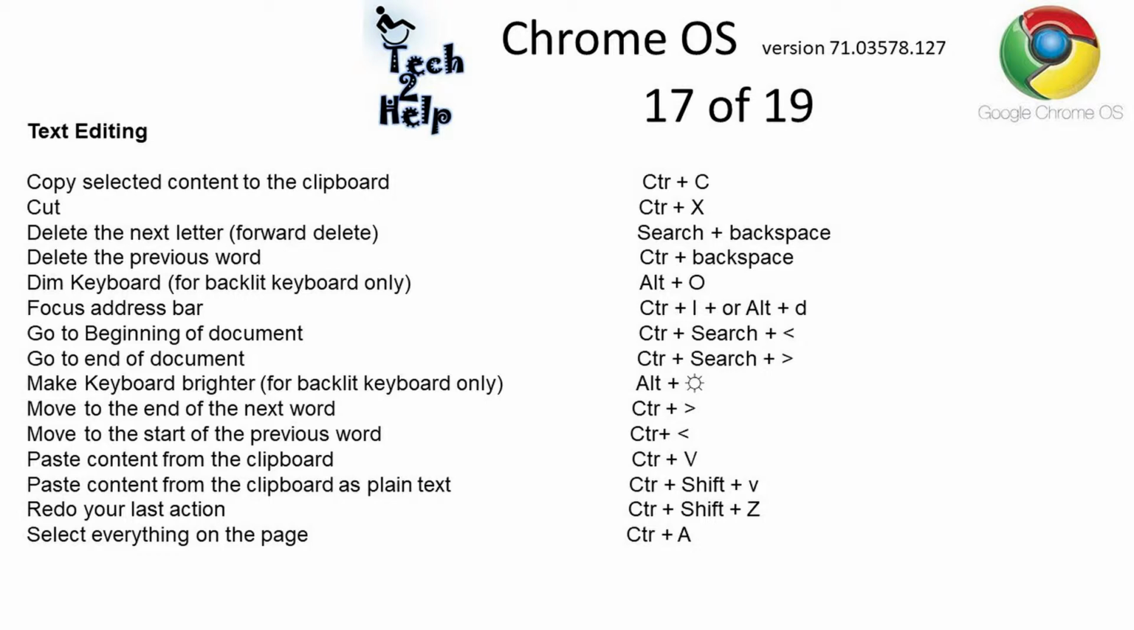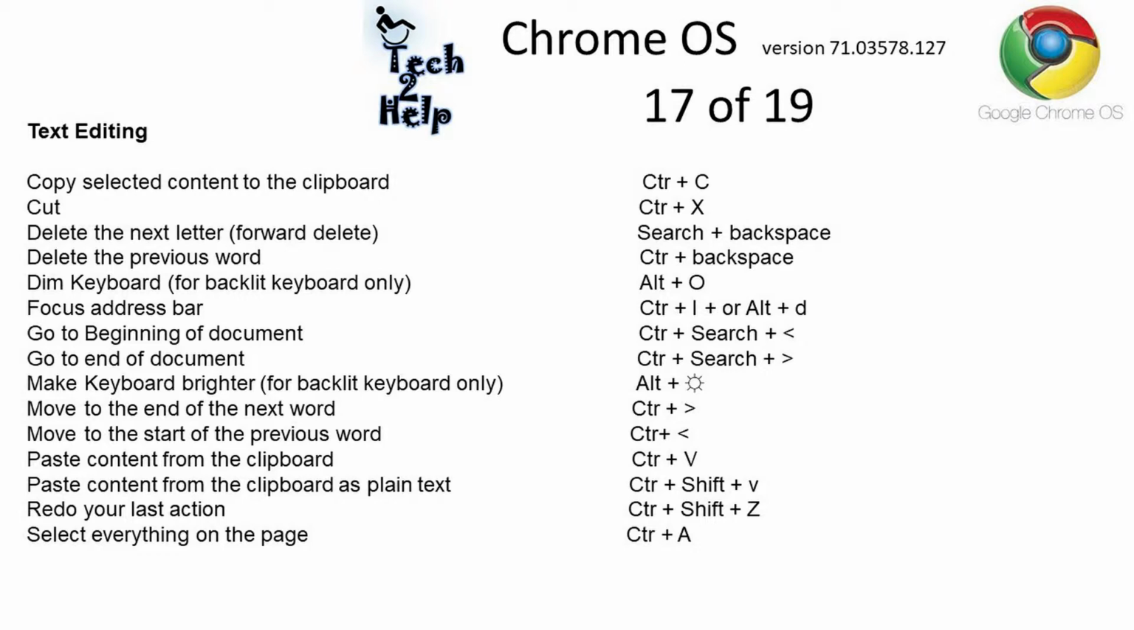Copy selected content to the clipboard: Center plus C. Cut: Center plus X. Delete the next letter, forward delete: Search plus backspace. Delete the previous word: Center plus backspace. Dim keyboard, for backlit keyboard only: Alt plus O. Focus address bar: Center plus L or Alt plus D.